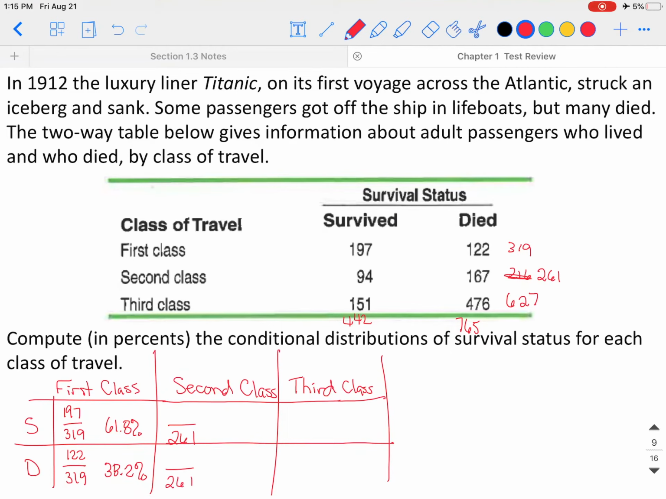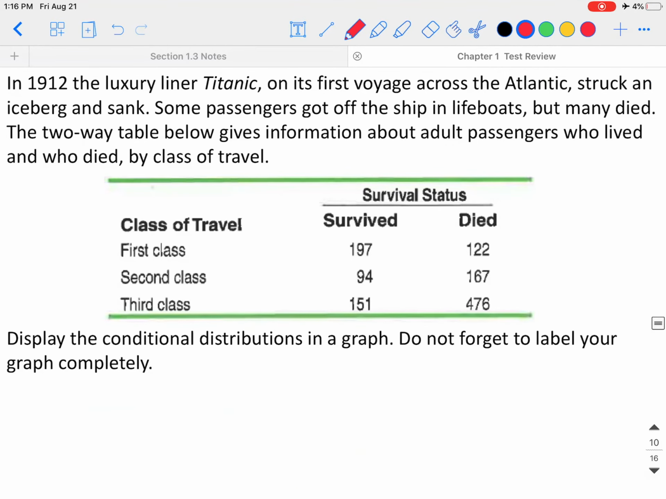On the second class passengers, we had 261 total for second class passengers. 94 of them survived and 167 died, which tells us that 36% survived, while 64% did not survive the Titanic. And of the 627 third class passengers, 151 survived, while 476 did not, which tells us that 24.1% survived and 75.9% did not.